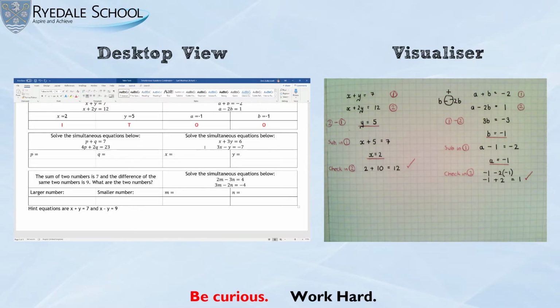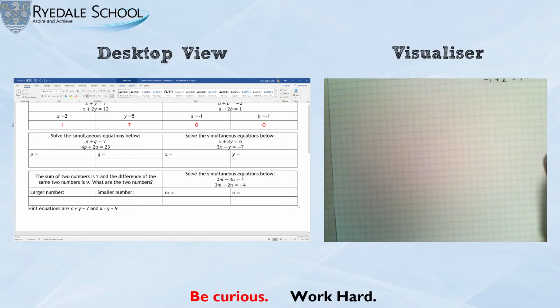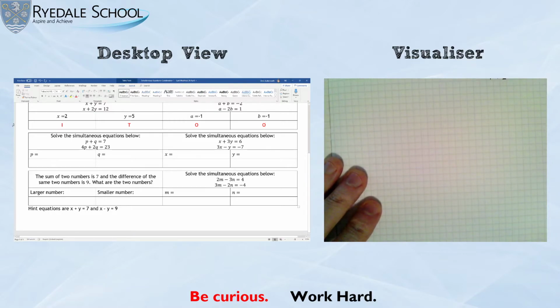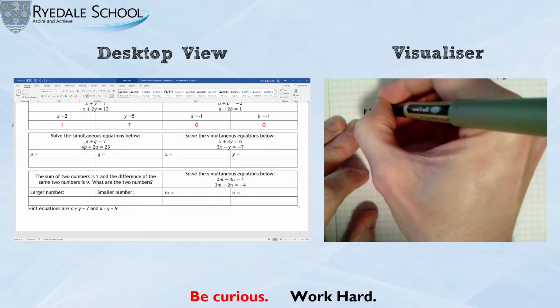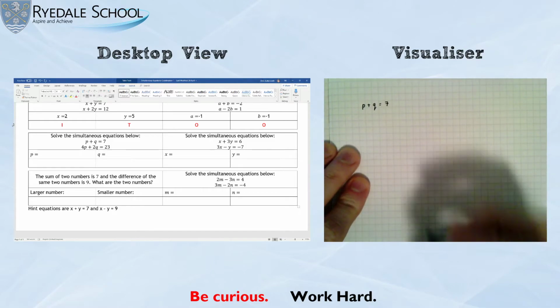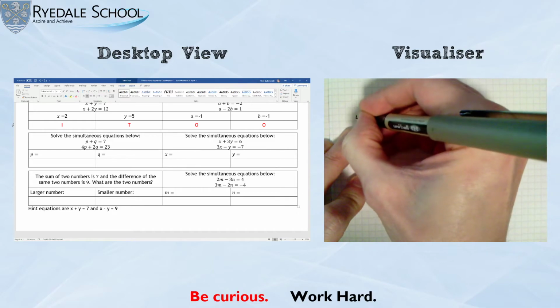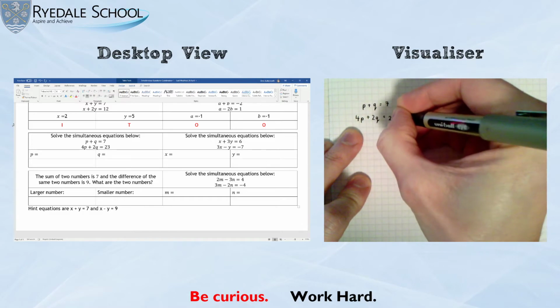So, solve the simultaneous equations below. Let's just get a little bit more room. We've got P plus Q equals 7. And we have 4P plus 2Q equals 23.